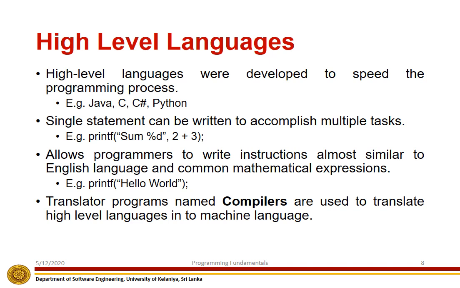And again, machines cannot read high-level language code because machines only read zeros and ones. So again we want to translate the program into machine language code. There are two methods to execute high-level code. The first one is compilation and the second one is interpretation. In compilation it uses compilers, and in interpretation it uses interpreters.